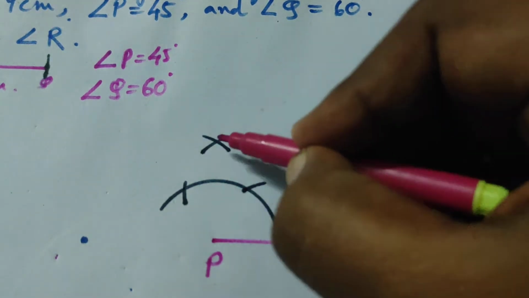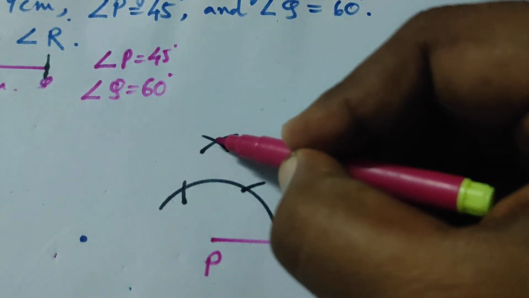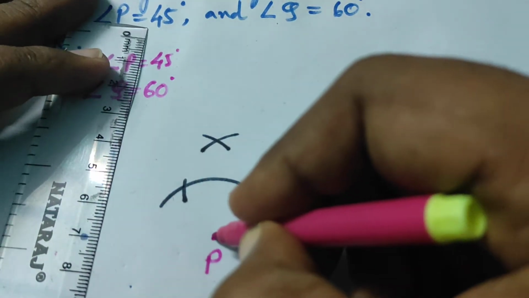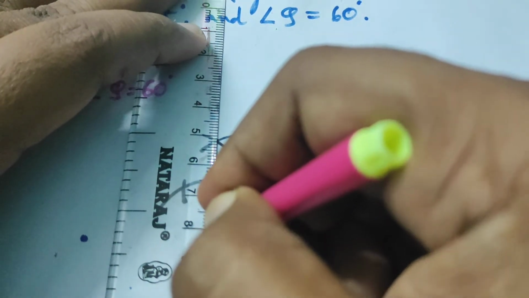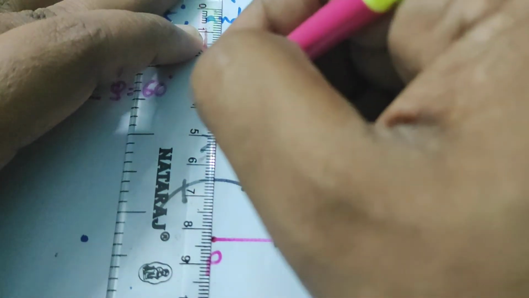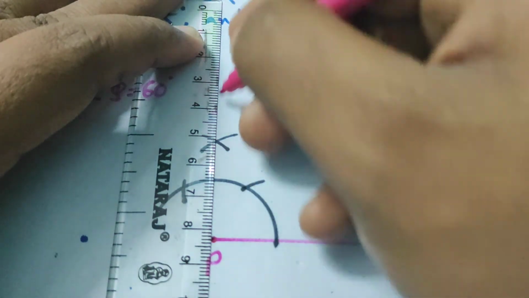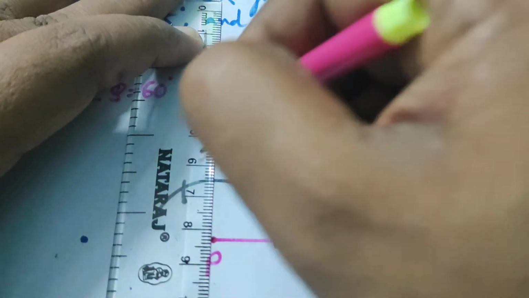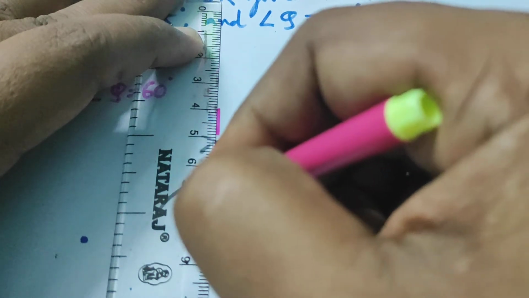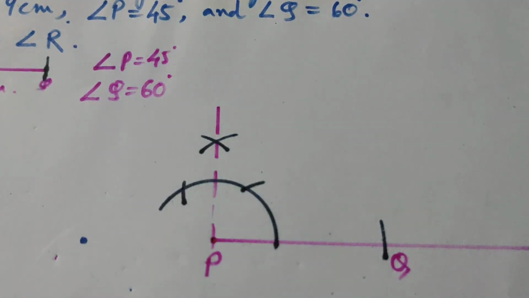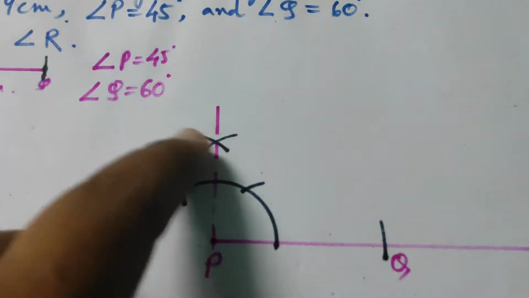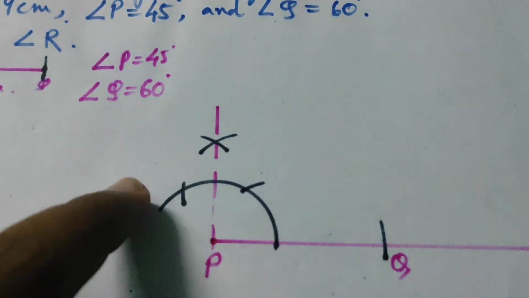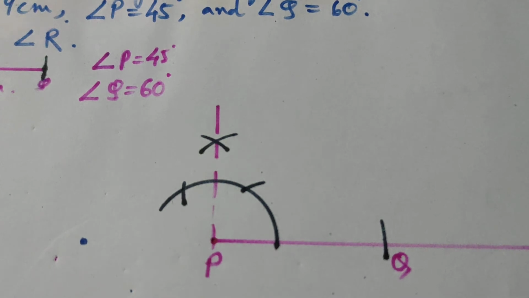So what we will do, you can draw a solid line, or you can just draw a dotted or dashed line, okay, for 90 degree. Since angle P is given 45 degree, after drawing this 90 degree, we have to bisect this 90 degree into two equal parts to get our 45 degree. What I said? I said that now we will bisect the 90 degree angle into two parts to get our 45 degree, okay.